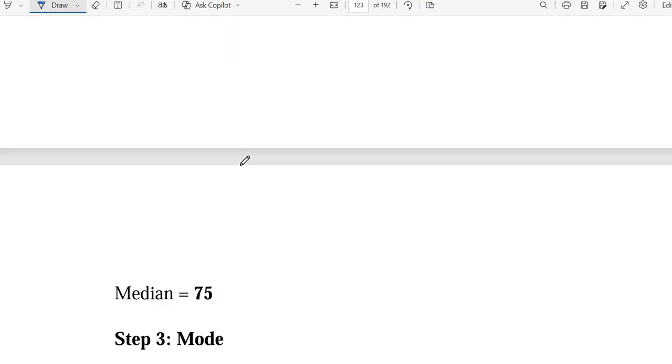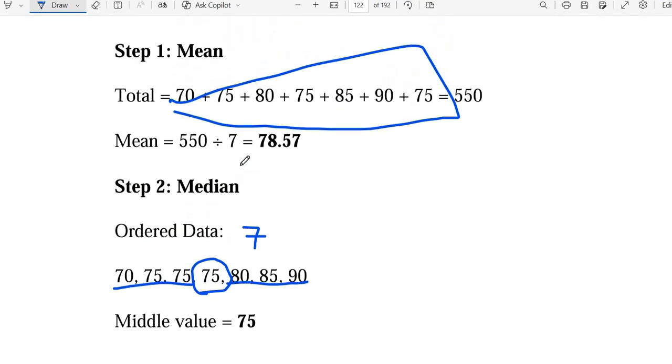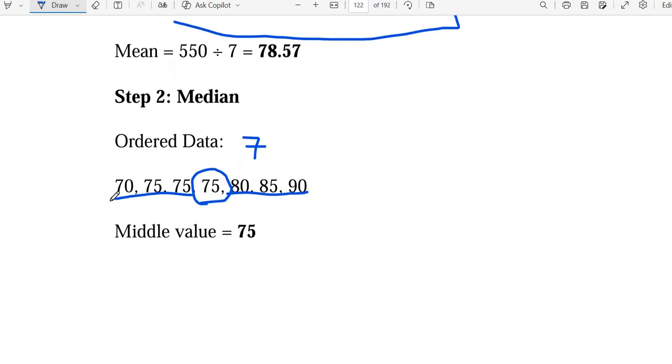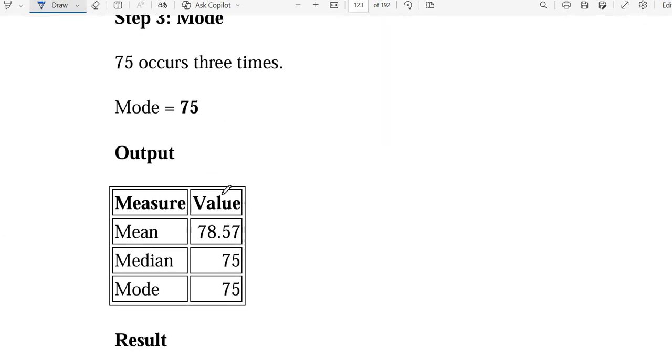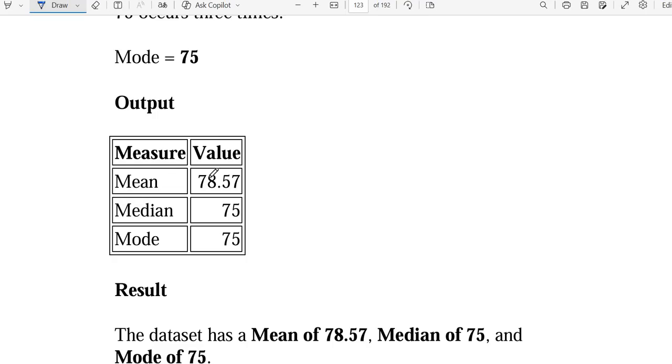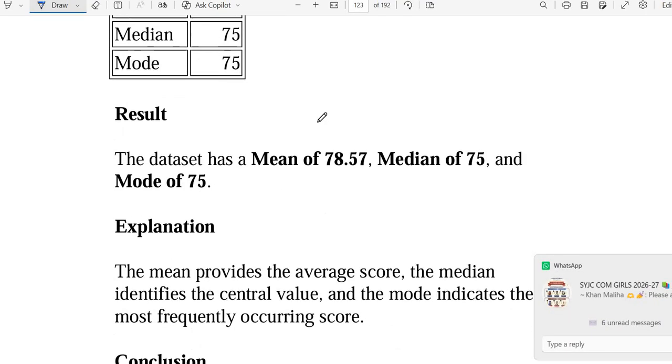Now what is mode? Most occurring or most frequently repeating term, that is mode. 75 is repeating the maximum number of times. Okay, so our mode is 75. Right? So mean is 78.57, median is 75, mode is 75.